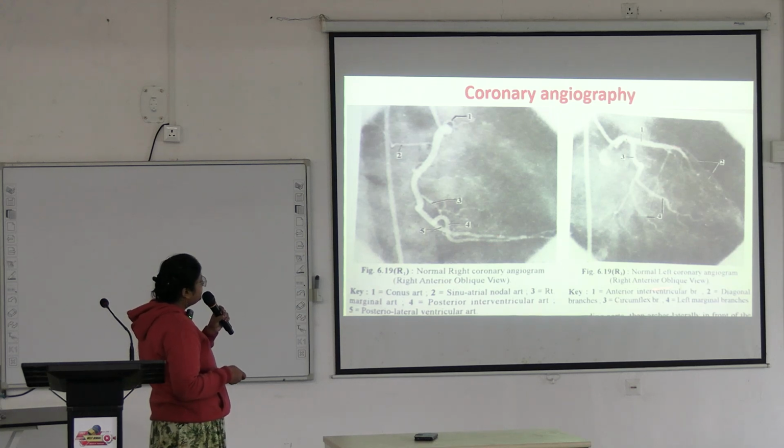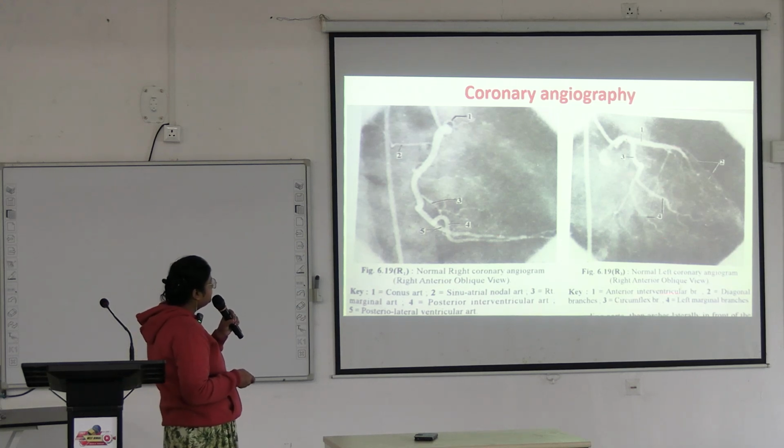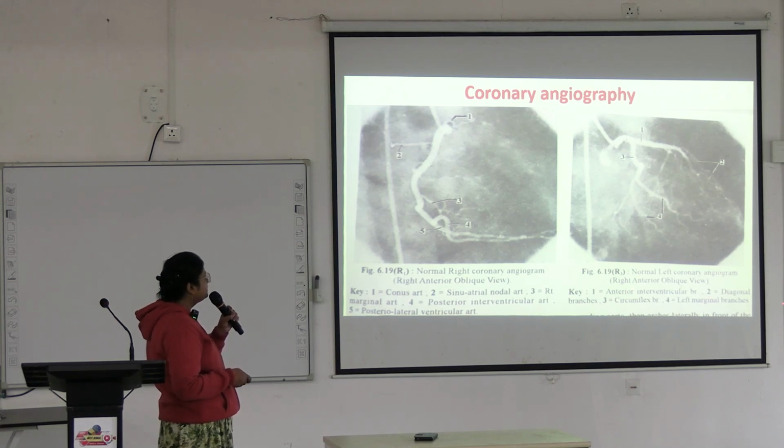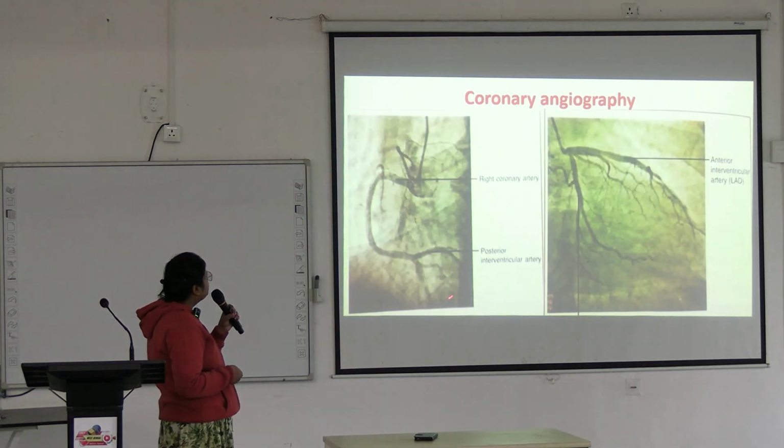And this is normal left coronary artery angiogram. 1 is anterior interventricular branch here. Okay, and 2 is diagonal branches. Here are the diagonal branches. 3 is circumflex branch and 4 is left marginal branch. So this is how the angiogram looks.